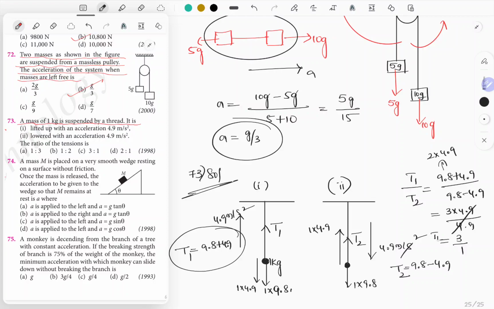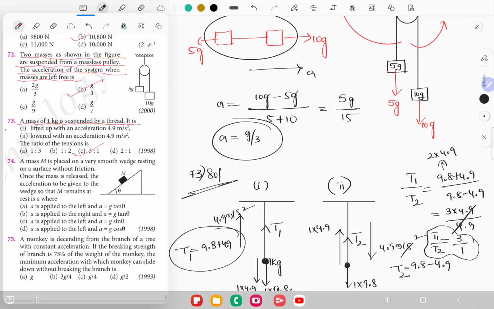This is the shortcut way to answer this. Don't waste your time multiplying or adding 9.8 plus 4.9. It's a waste of time because 9.8 is twice the 4.9. So this is how you can think. Answer option C is correct. Very good. Next.